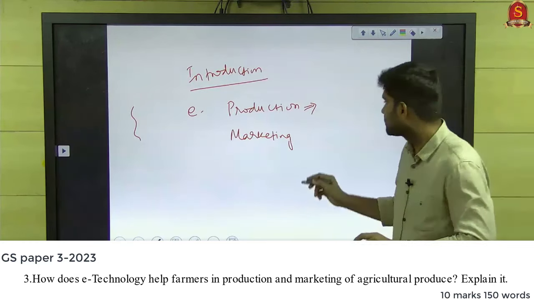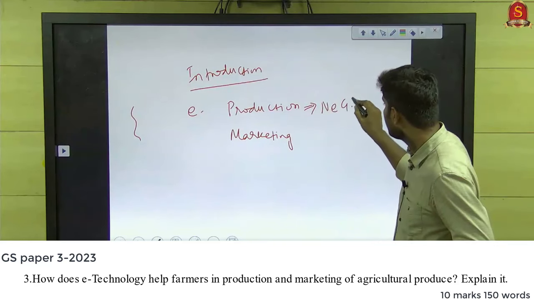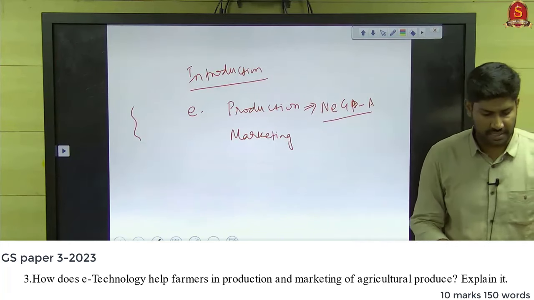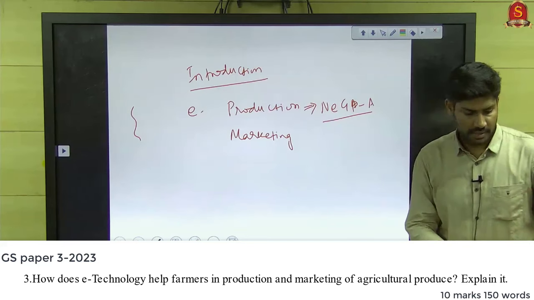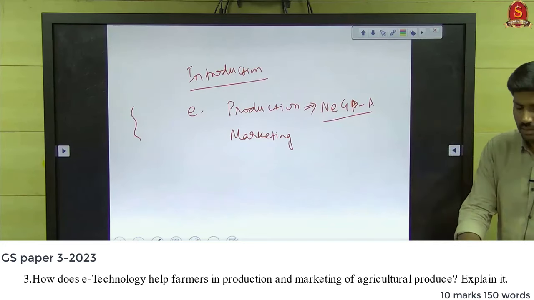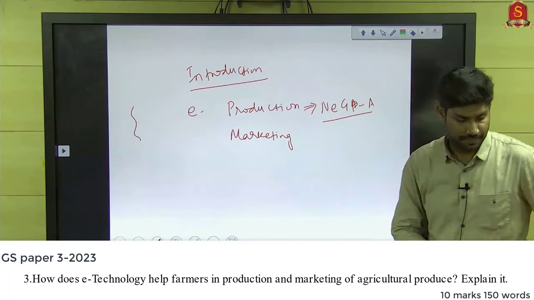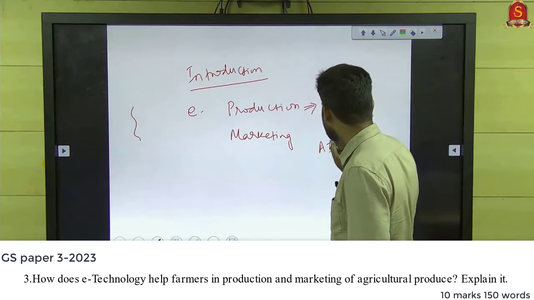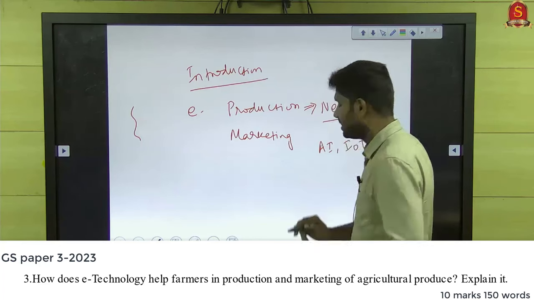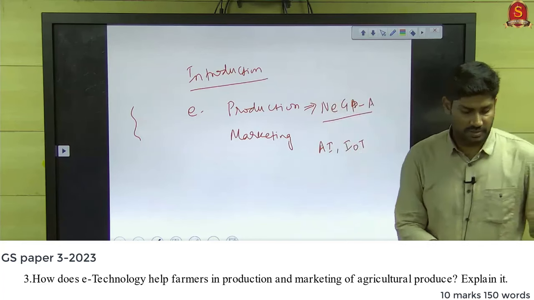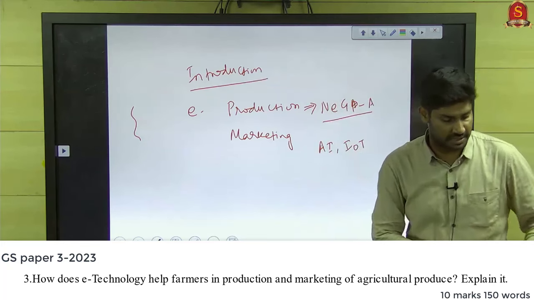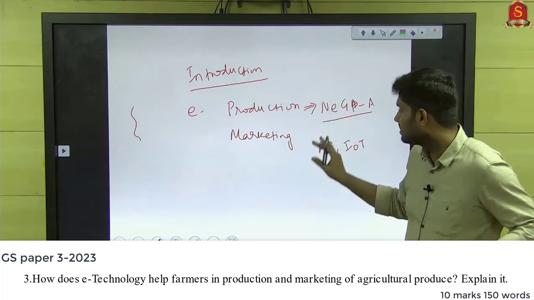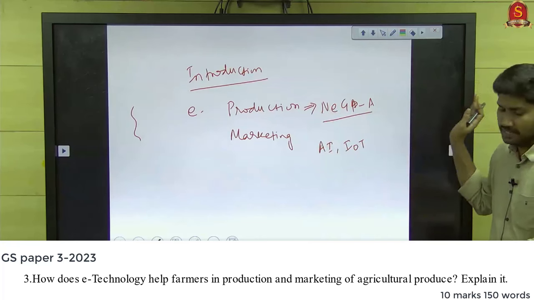So the first one is the National E-Governance Plan in Agriculture, NGPA for short. Under this plan, the central government is releasing funds to the state governments for use of modern technologies in agriculture. For example, for implementing artificial intelligence in agriculture, IoT, Internet of Things in agriculture, and use of robotics, that is nothing but farm machinery in agriculture, then use of drones in agriculture. So for these advanced technologies, the government is releasing funds under the National E-Governance Plan in Agriculture.